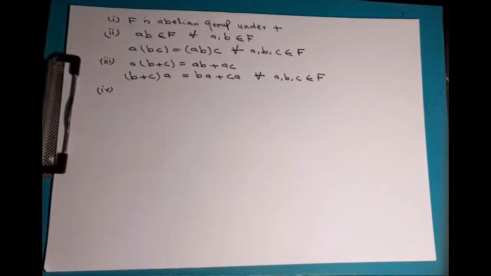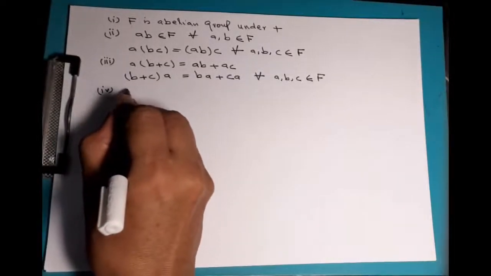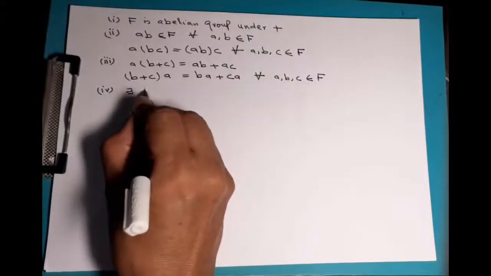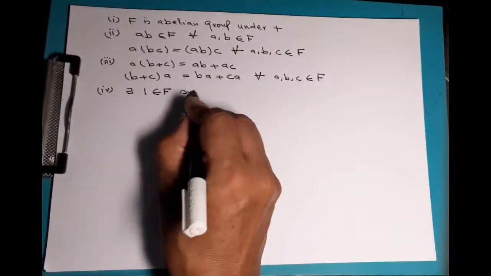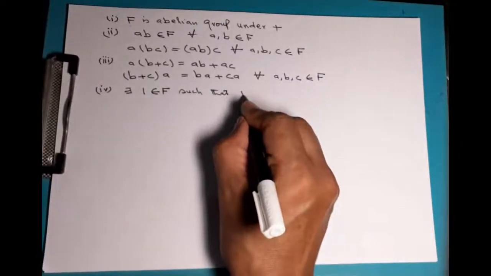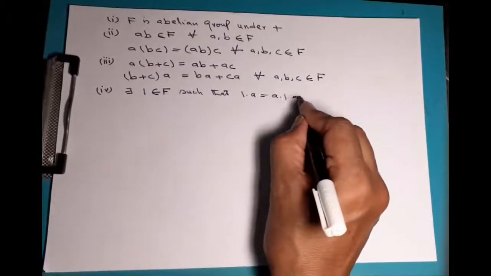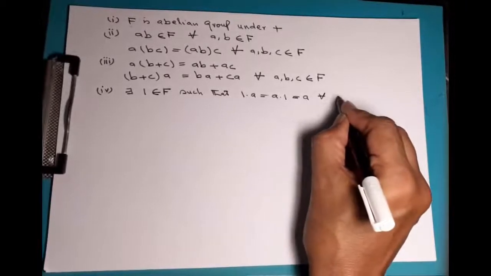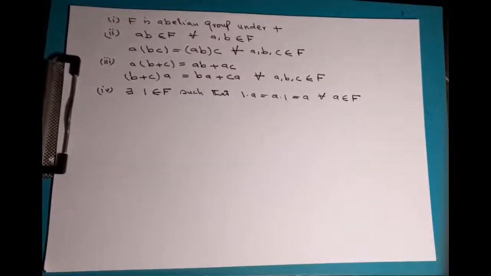And now we come to other conditions in order to make F a field. First condition, F must contain multiplicative identity. So there must exist one belonging to F such that one multiplied with A is equal to A multiplied with 1 is equal to A for all A belonging to F. So this is existence of multiplicative identity.